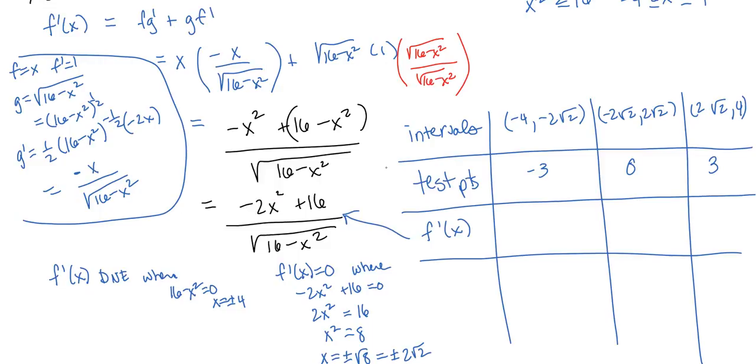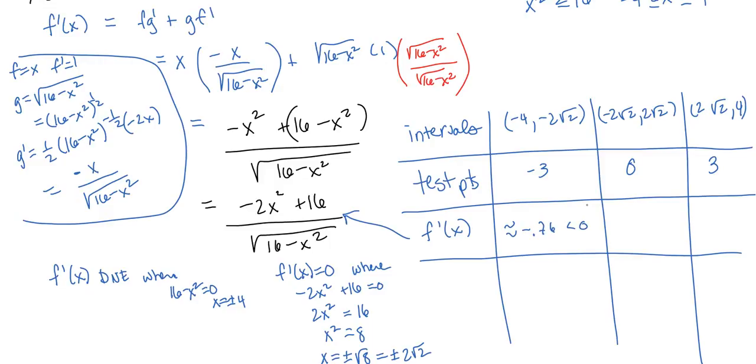So I'm going to just do that on my calculator. So I'll have negative 2 times negative 3 squared plus 16 divided by the square root of 16 minus that squared. And I don't even really care about the exact value of it. I just want to know if it's negative or positive. I get about negative 0.76, which is definitely negative.